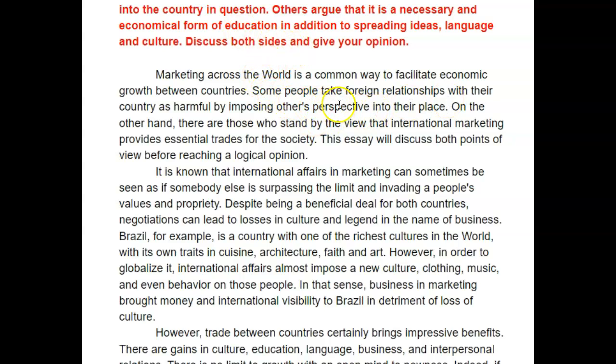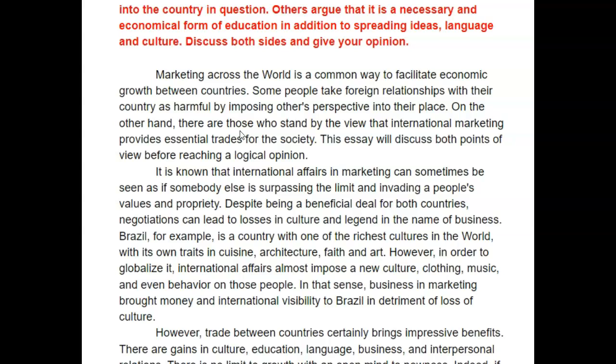So some people consider foreign relationships with their country to be harmful as they impose others' perspective into their culture. I think this is what you meant. I'm not entirely sure. And then this is incorrect here. Essential trades. The way you wrote that, it's as if essential jobs, essential manual labor jobs, and that's not what you meant. And so I don't know what you meant other than trades, okay?